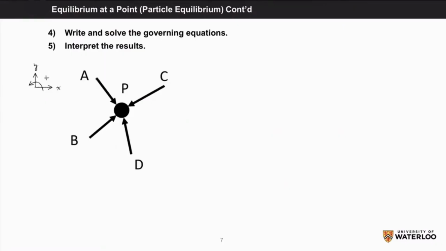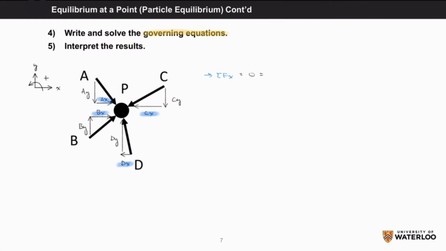In step 4, we write and solve the governing equations of equilibrium, which are the sum of forces in the vertical direction and sum of forces in the horizontal direction. Since all forces are acting at an angle, we must break them up into their corresponding x and y components. The sum of Fx equals 0 accounts for all the x components of each force. Our equation is then 0 equals ax plus bx minus cx minus dx. The sum of Fy equals 0 accounts for all the y components of each force. Our equation is then 0 equals negative ay plus by minus cy plus dy.